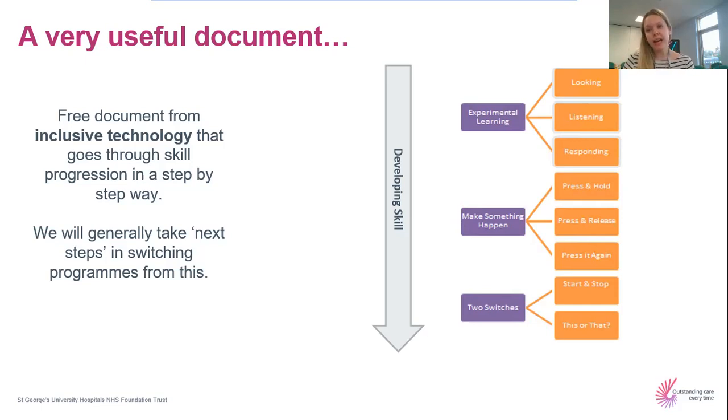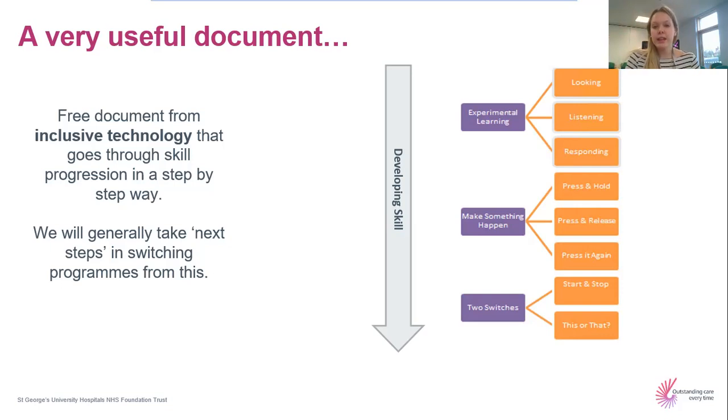Then you make something happen. So that's the child actively pressing the switch and holding it, pressing it, taking their hand off, going back to press it again. Then you get down to your two switches. So you might have one switch that does something, one switch that does something else, or you might have one switch that starts an activity, one switch that stops. And it looks at it as a developing skill. So you might start with experimental learning, then move to make something happen, then move to two switches.